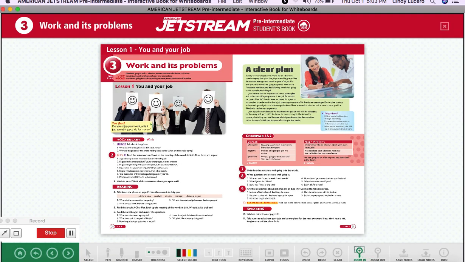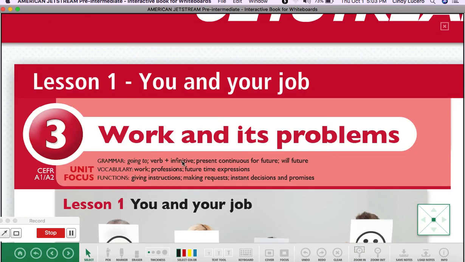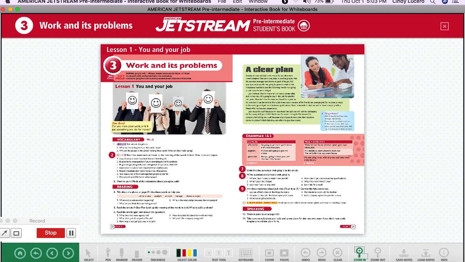We will continue working. So let's see. Today we will start unit number 3. Let's look at the objectives in the unit because it is really important, remember. In this unit we will talk about going to. This is for future, okay? Verb plus infinitive, present continuous, and will. Those are the main topics.